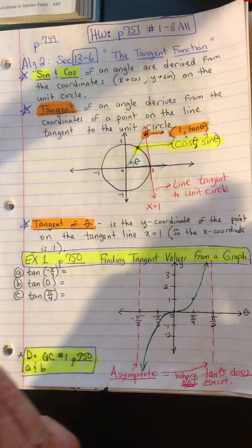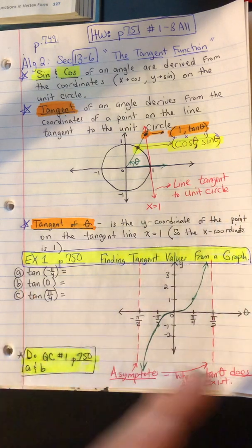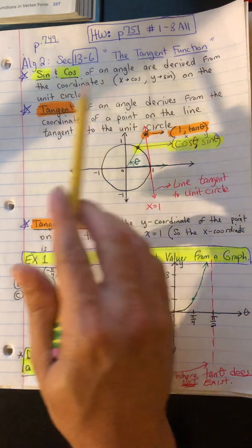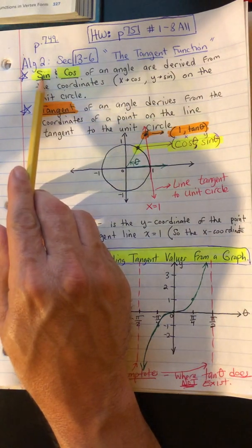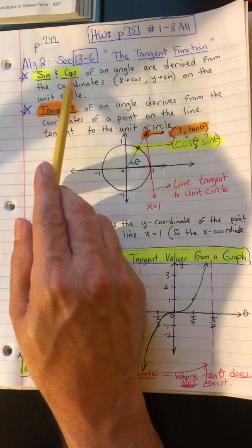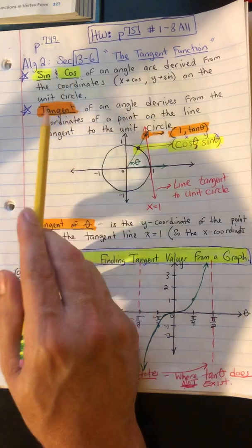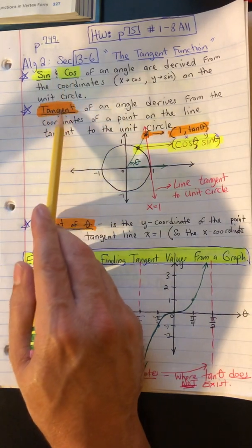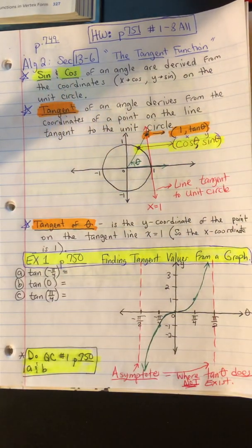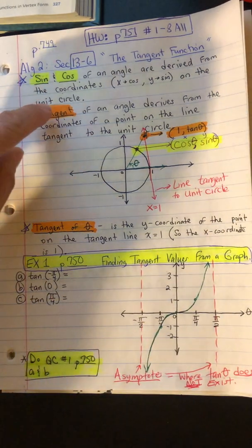And then after we talk about these three functions, there are reciprocal functions, reciprocal functions for each of these. The reciprocal of sine is cosecant. The reciprocal of cosine is secant. And the reciprocal of tangent is cotangent. We'll talk about that in the next video. But right now we're going to concentrate on tangent today.